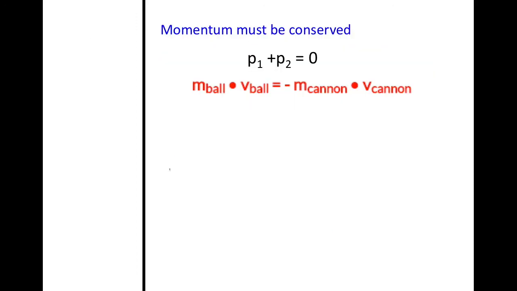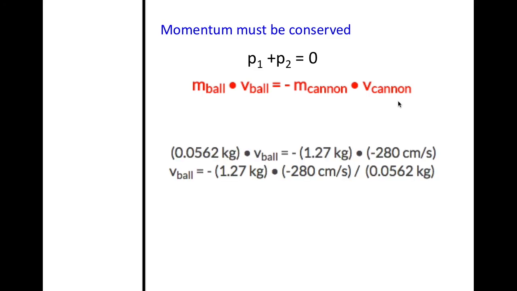When we plug everything in, we have the mass of the ball, we have the mass of the cannon, and we have the velocity of the cannon. Solving for the velocity of the ball, we get an answer of 6,323.26 centimeters per second, or 63.2 meters per second.